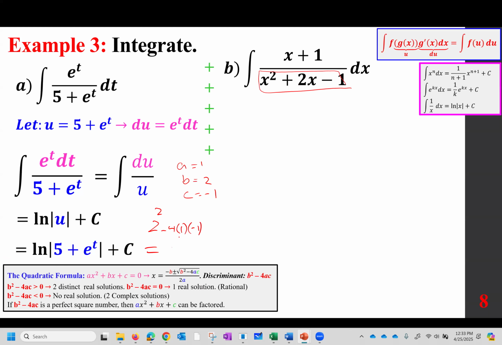You get 8. 8 is not a perfect square, cannot be factored. And by the way, even if we could, we should have a factor of x plus 1 to simplify, otherwise it doesn't do us any good. So the denominator is a choice of u.